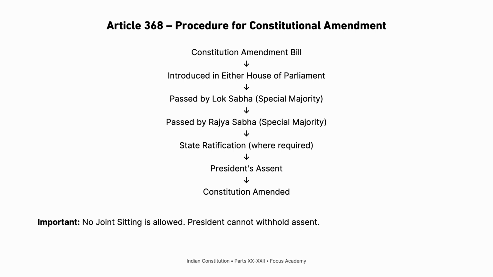Two-thirds of the members present and voting, and then a majority of the total membership of the house. Okay, more than 50% of the total membership of the house. So this is a special majority, and once Lok Sabha passes the bill with a special majority, it is sent to Rajya Sabha. And the Rajya Sabha follows the same procedure of special majority.